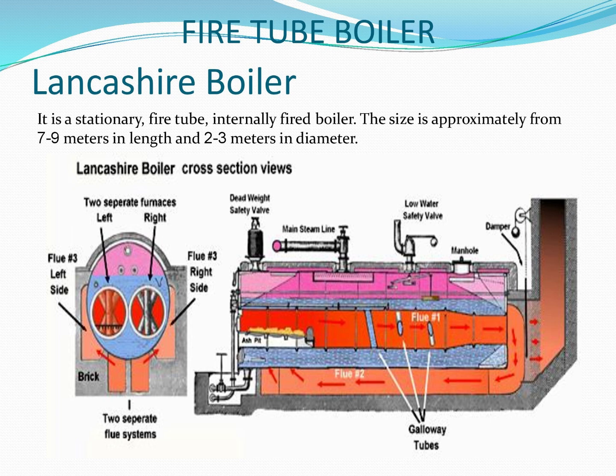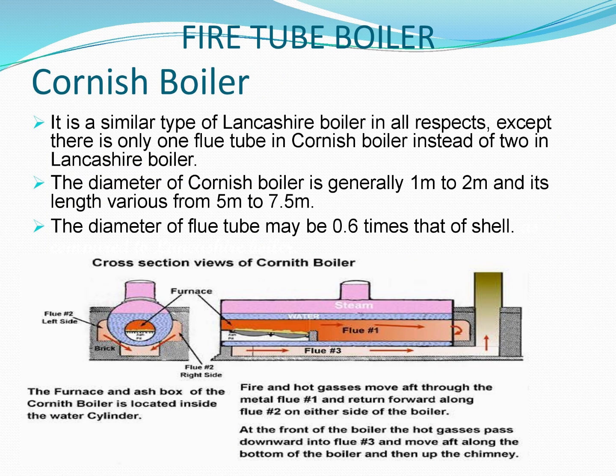Fire tube boiler, Lancashire boiler. It is a stationary, fire tube, internally fired boiler. The size is approximately 7 to 9 meters in length and 2 to 3 meters in diameter. Fire tube boiler, Cornish boiler. It is a similar type to the Lancashire boiler in all respects, except there is only one flue tube in the Cornish boiler instead of two in the Lancashire boiler. The diameter of the Cornish boiler is generally 1 meter to 2 meters and its length varies from 5 meters to 7.5 meters. The diameter of the flue tube may be 0.6 times that of the shell.